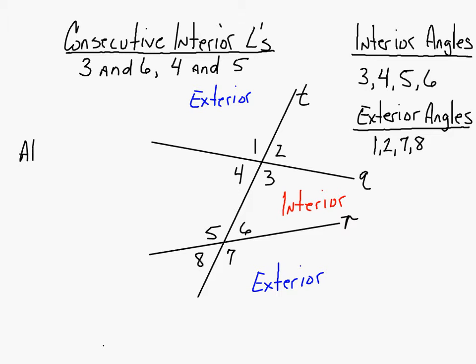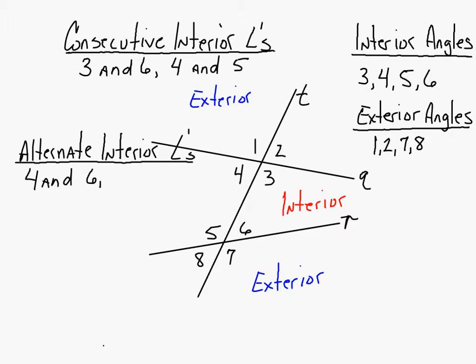Alternate interior angles. Alternate interior means alternating sides of the transversal. 4 and 6 are one pair, and the other pair are 3 and 5. I think you got the hang of it.